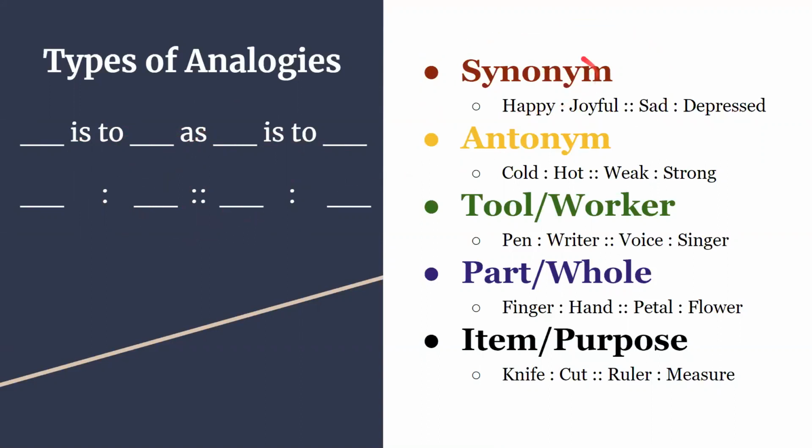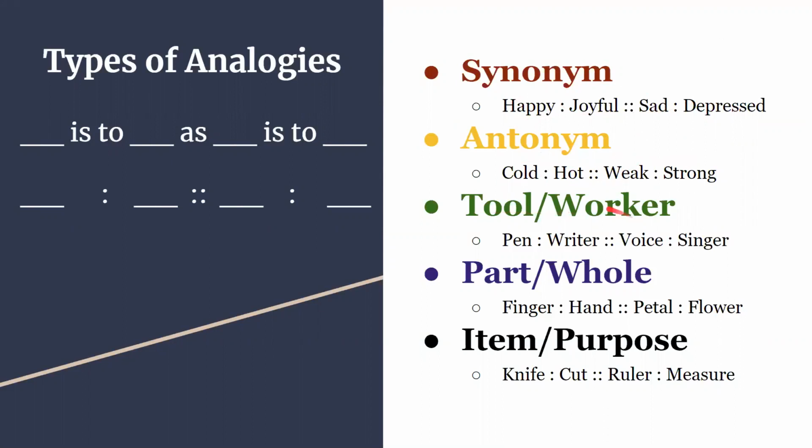So the first type is synonym. So happy is to joy, as sad is to depressed. See, I'm using this. So with the synonyms, we see that happy and joyful are the same, and sad and depressed are the same. They're synonyms. So for antonym, cold is to hot, as weak is to strong. Cold and hot are opposites, and weak and strong are opposites.